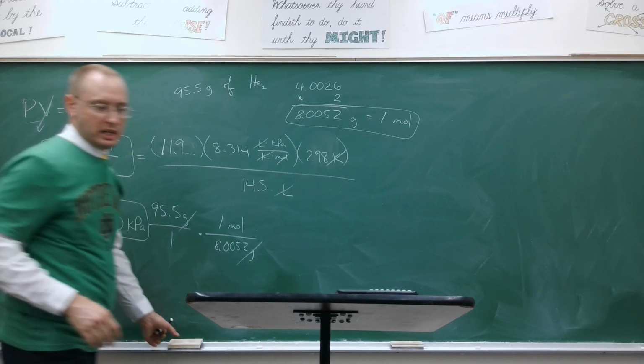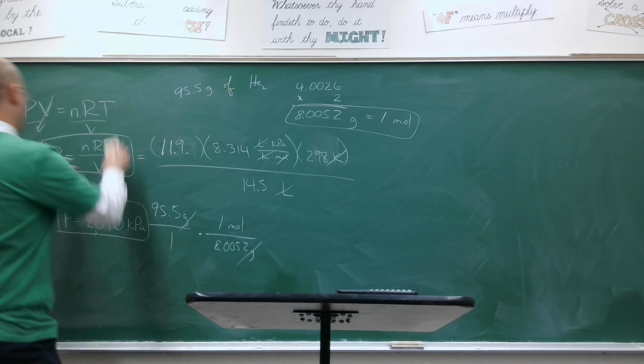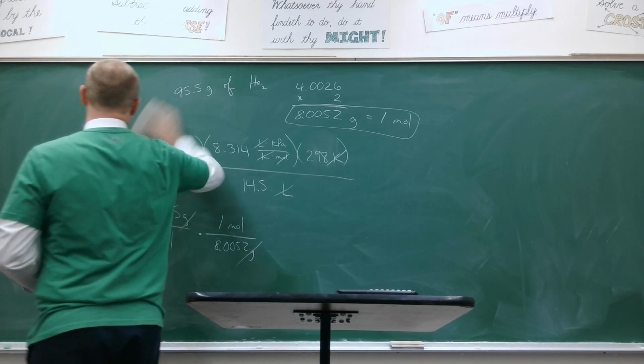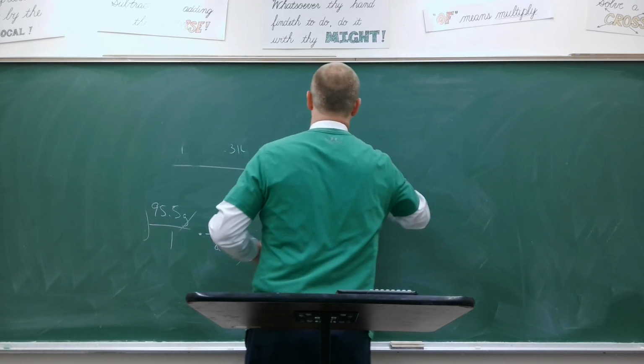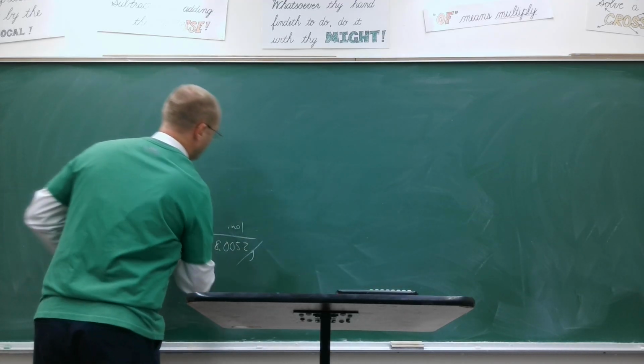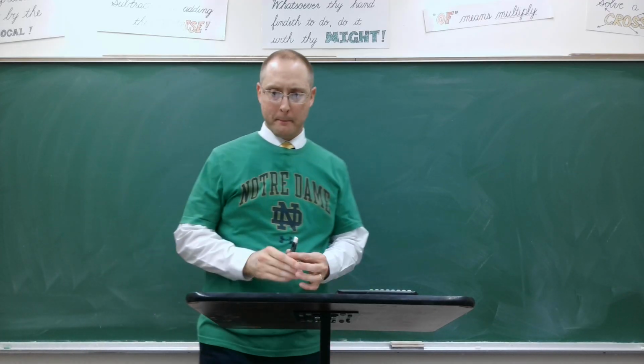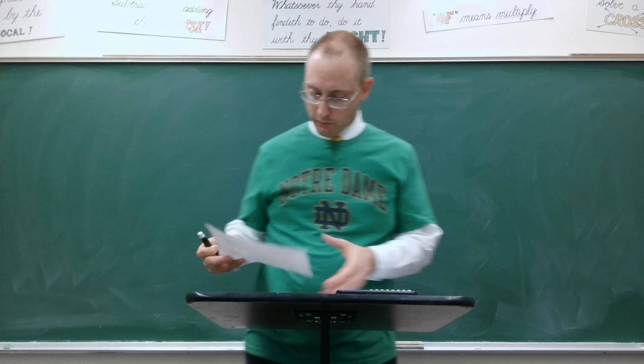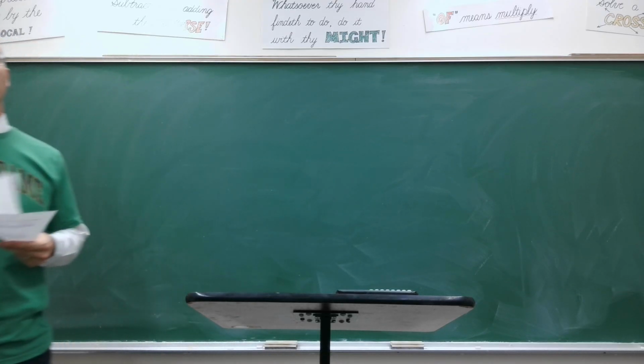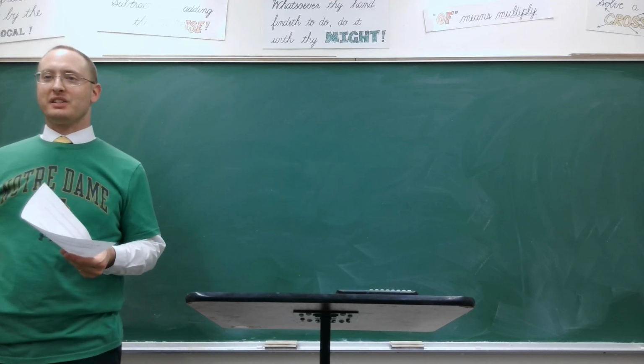Let's take a look at the next one here and read that for us while I erase. Tyler? A simple oxygen gas collected over water at 28 degrees Celsius occupies 0.64 liters at an atmospheric pressure of 101.4 kilopascals. How many moles of oxygen were collected? What happens when we collect gas over water, class?